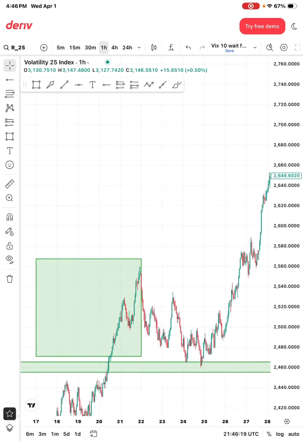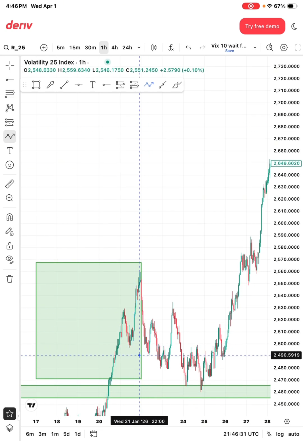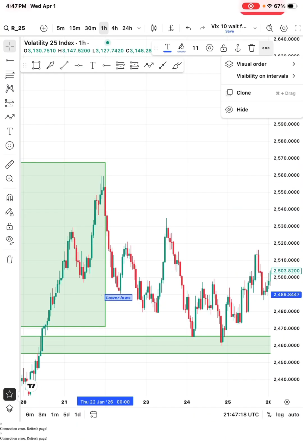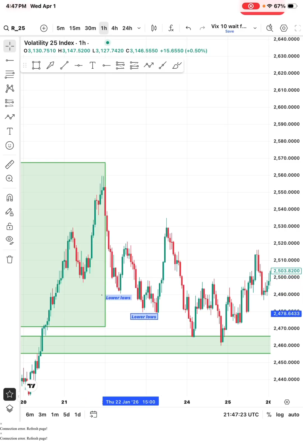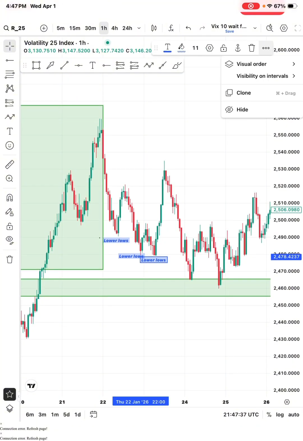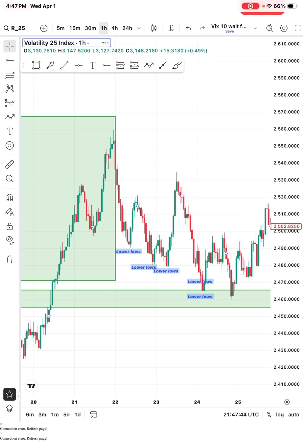All right, so for the correction, I want to see price making lower lows and lower highs, and I want to see the lows getting lower and lower, because that is what is important. So this is the low. We're going to just mark them up. I'm going to mark up all the lower lows: lower low, lower low, lower low, and lower low.